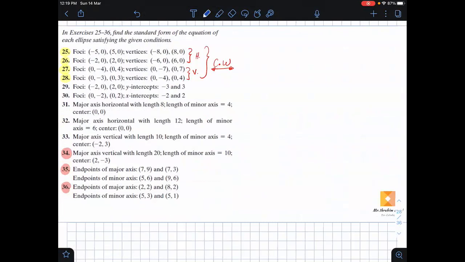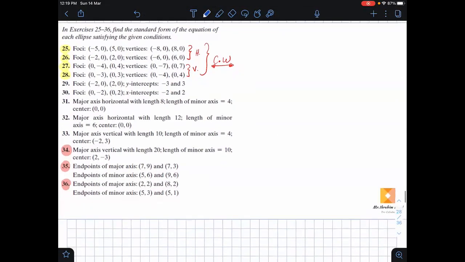Question number 25 was classwork, right? But here, question 34, 35 and 36. So let's solve them quickly.